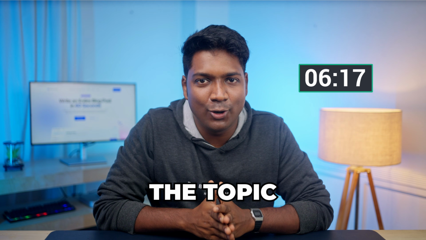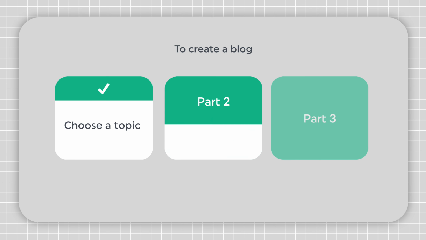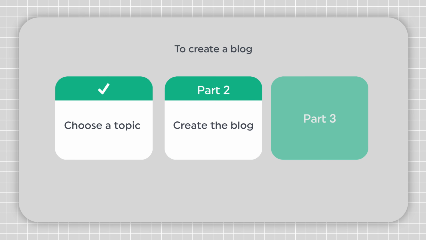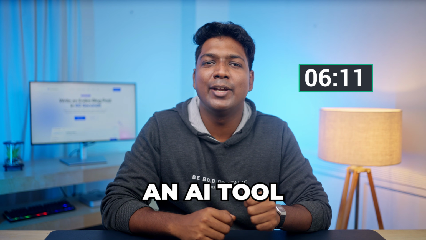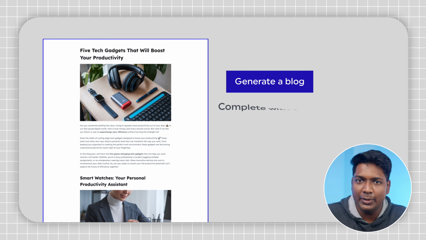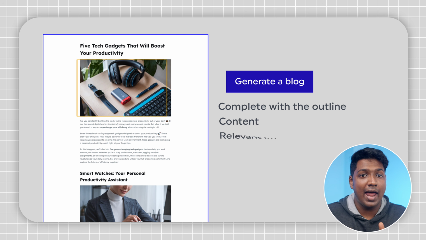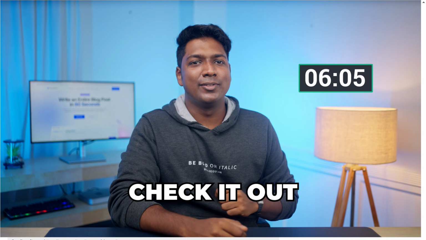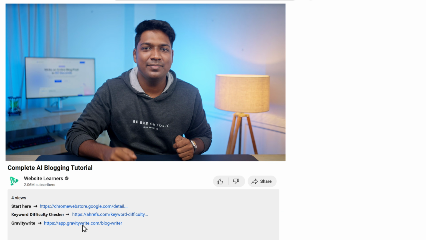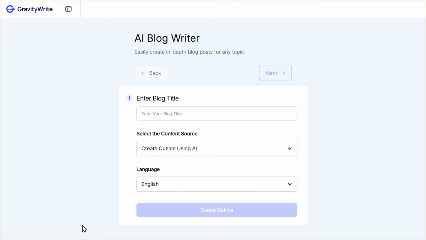Okay, once you've found the topic for your blog, next, let's go to the second part of this video, which is to create the blog. To do this, we're going to use an AI tool that can generate a blog complete with the outline, content, and relevant images. So let's check it out. Just click the link in the description and it will take you to this page. Here enter the keyword you selected as the title, choose the language and click create outline.